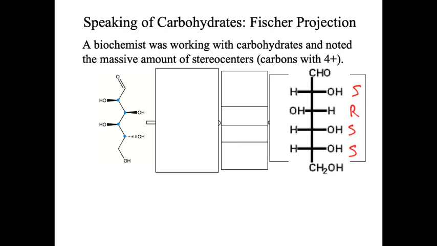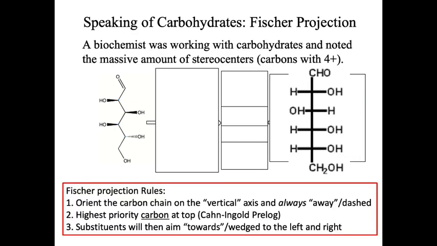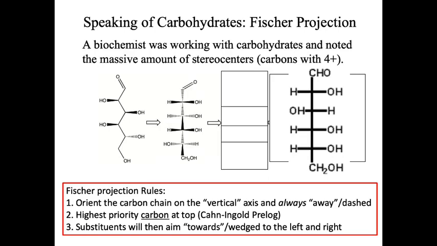to this nice straight chain, sometimes known as bow tie format. The bow tie isn't obvious, so let's go ahead and see where the bow tie is coming from. First, our rules. We have to orient the carbon chain on the vertical axis, and all of the carbons must always be aimed away from you. If we look at the chain that I drew initially, they aren't all drawn away from you. They're actually in the plane of the paper. So I need to turn the molecule. But as soon as I turn it, are they all aimed away from you?